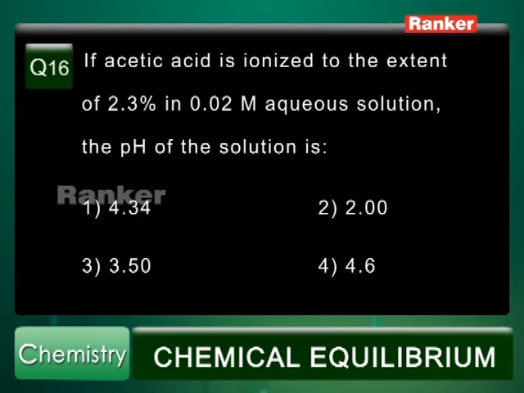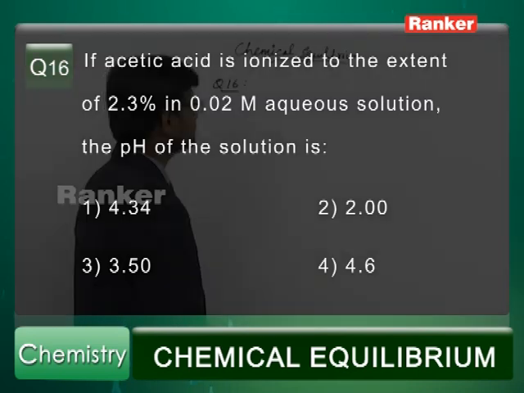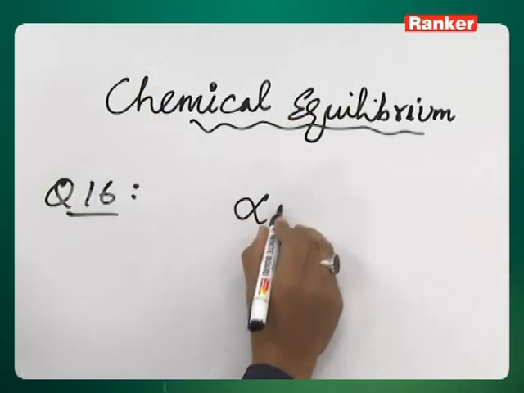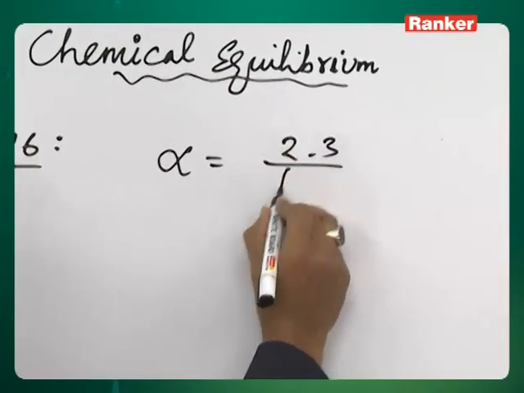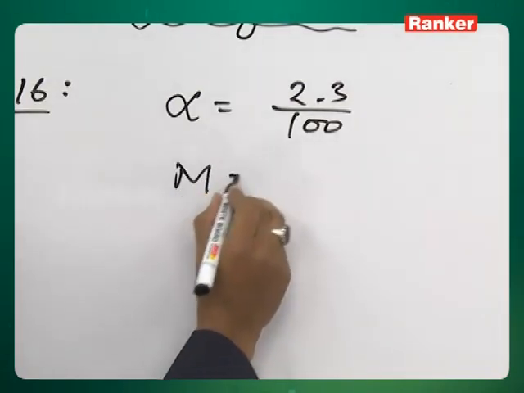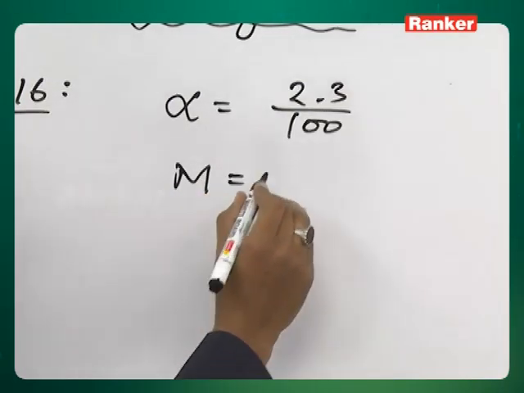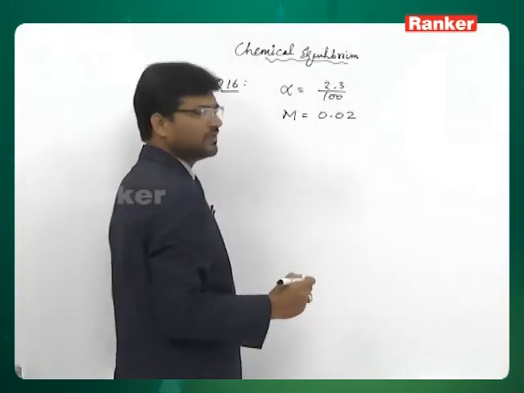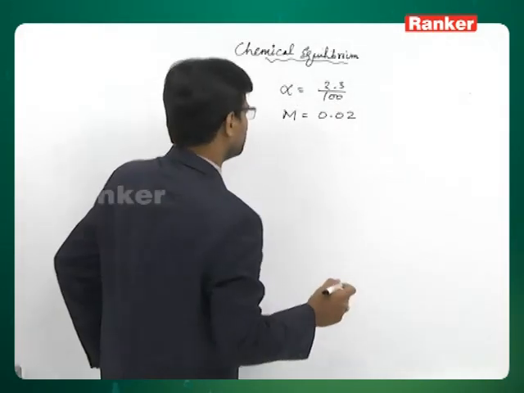Question number 16. If acetic acid is ionized to the extent of 2.3% in 0.02 molar aqueous solution, the pH of the solution is. Alpha equals 2.3 by 100. This is the degree of dissociation, and then molarity is 0.02. You are asked to find out the pH of the solution.